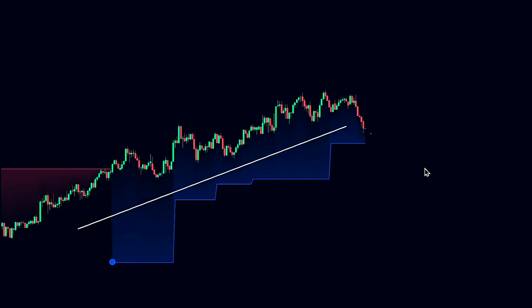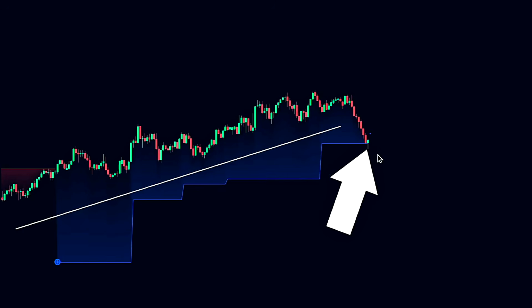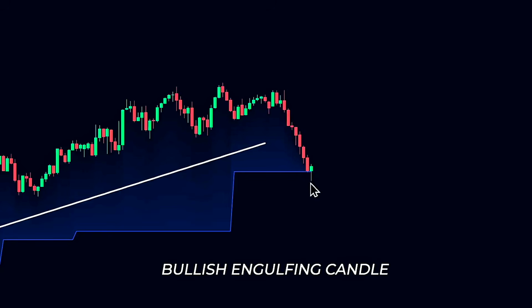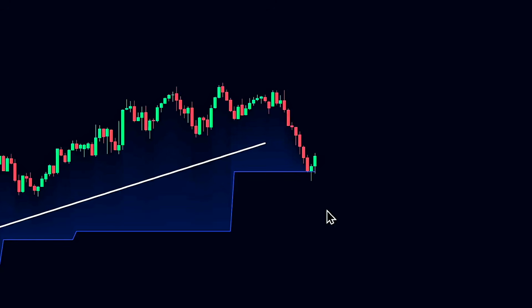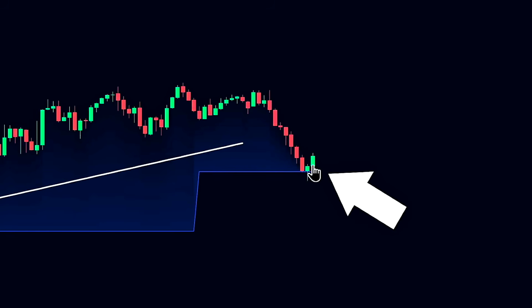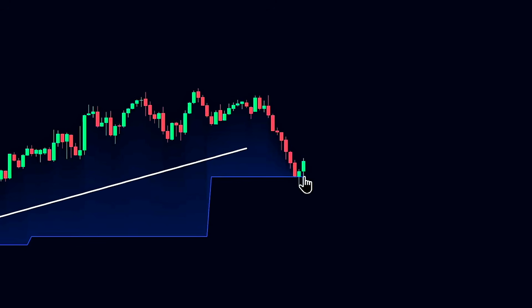Third, you watch for price to pull back into the blue line, because in an uptrend, that blue line acts as dynamic support. This is the floor that must hold if the trend is real. Fourth, once price touches the line or comes close to it, you wait for a clear bounce. The simplest confirmation is a bullish engulfing candle, or at least a strong bullish candle that rejects the line and closes higher. That's your entry trigger.